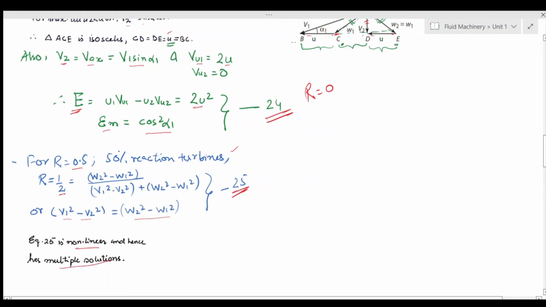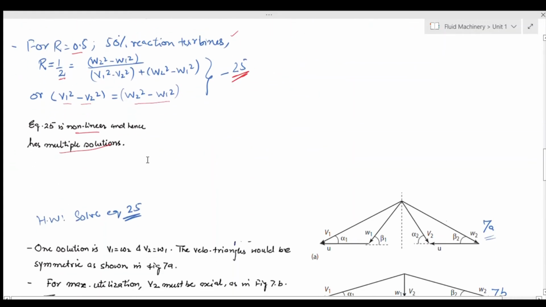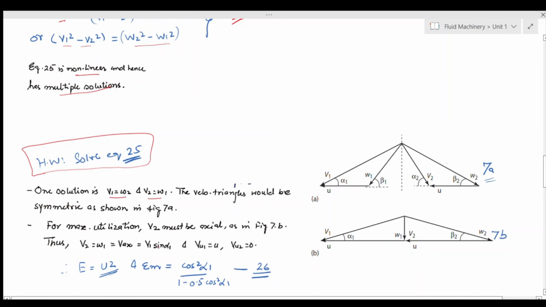Now equation 25 is non-linear, and therefore there would be multiple solutions for it. Okay, now as a side homework in your notebooks, I would like you to solve equation 25 and get those solutions. Now one solution of equation 25 is V1 equal to W2 and V2 equals to W1.